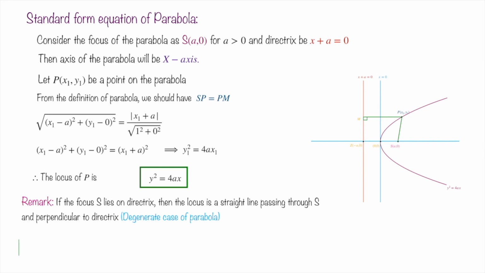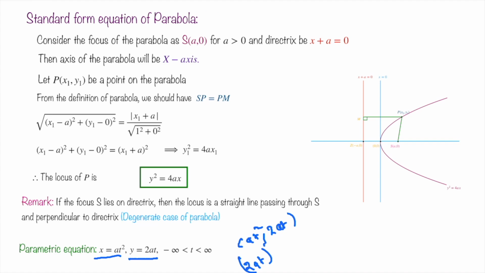Next, parametric equation. For this particular parabola whose focus is (a, 0) and directrix is x plus a equal to 0, the parametric equation is going to be x equal to at square, y equal to 2at. For any t from minus infinity to infinity, this point (at square, 2at) will be a point on this parabola y square equal to 4ax. You can simply substitute, it will satisfy.